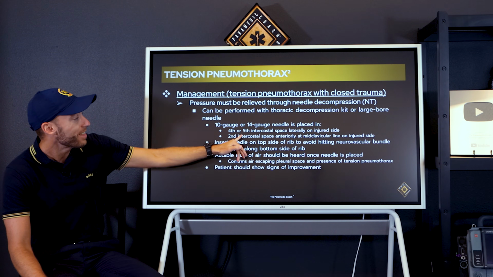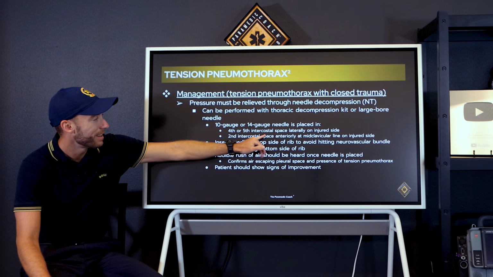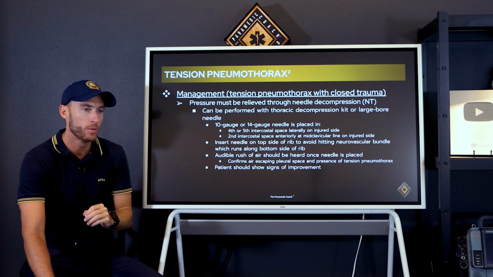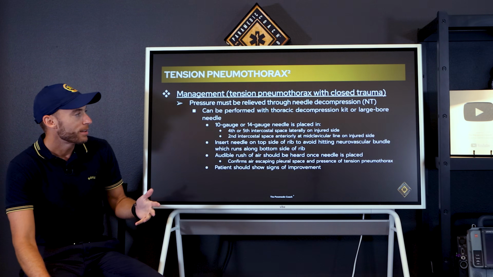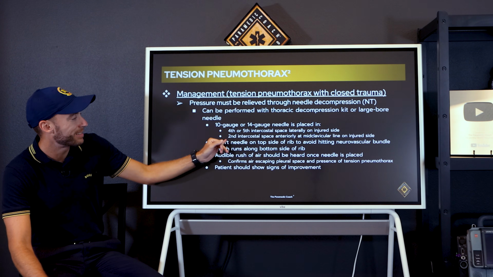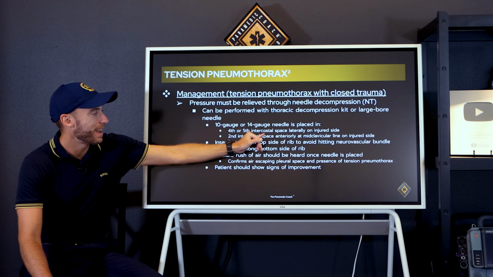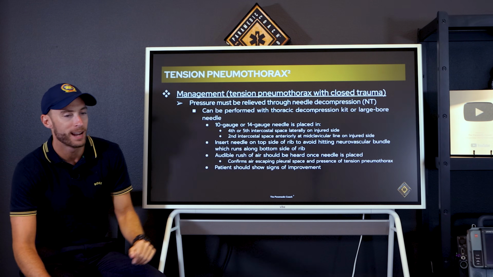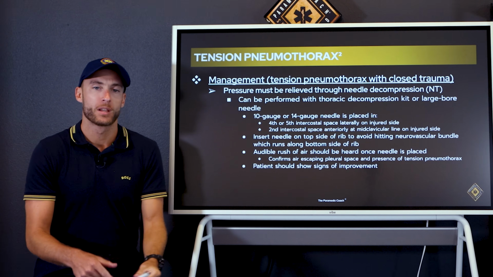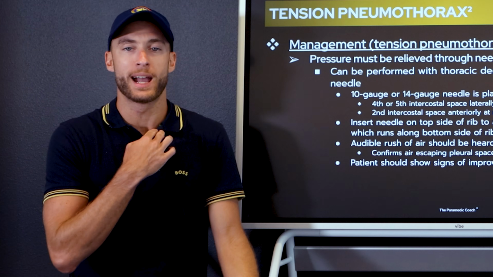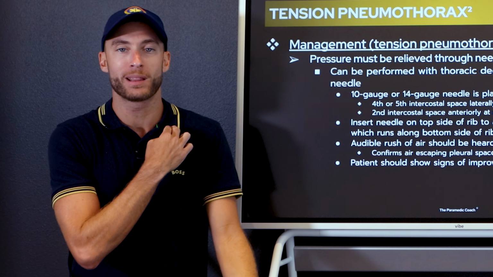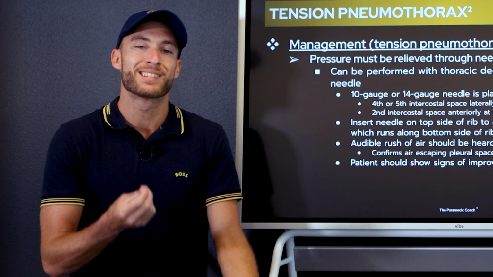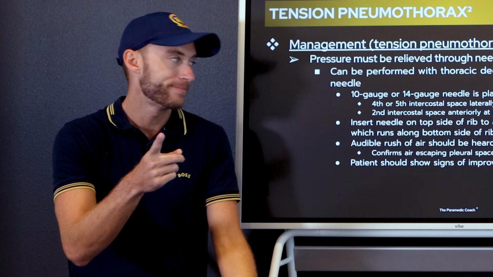Fourth or fifth intercostal space laterally on the injured side. That's one route we can take to place a needle. The more classic route is the second intercostal space anteriorly at the midclavicular line on the injured side. So let's break that one down real quick. For the midclavicular line, I find my clavicle, I look midline. That's the midclavicular line. Then I have to go to the second intercostal space, okay?